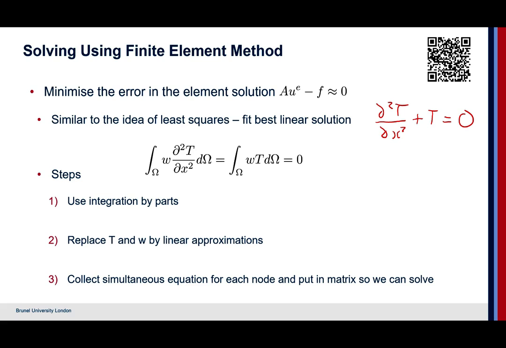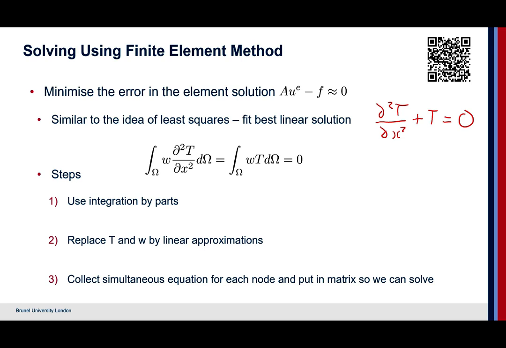So what we do here is we basically use the same trick. We use the least squares fit. We integrate over a volume, omega. I should make a note about this notation here. This is general notation for integration over a volume. Now in one dimension, the volume is just x. One dimensional volume is just a straight line.